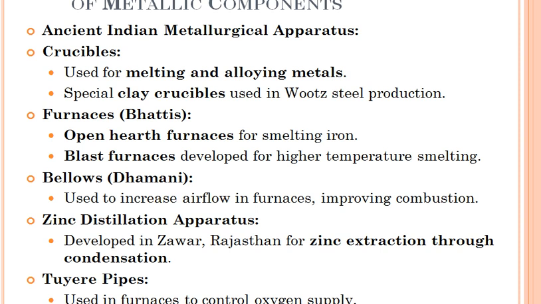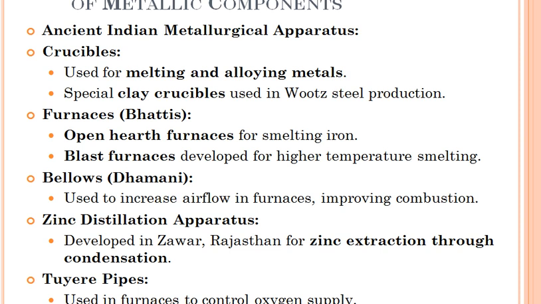The Indian metallurgical apparatus that were used were the crucible, furnace, bellows, zinc distillation apparatus, and tuyere pipes, used in the furnace to control oxygen supply. The zinc distillation apparatus was developed in Zawar, Rajasthan, for zinc extraction through condensation. Bellows, that is Dhamani, were used to increase airflow in the furnace and improve combustion.